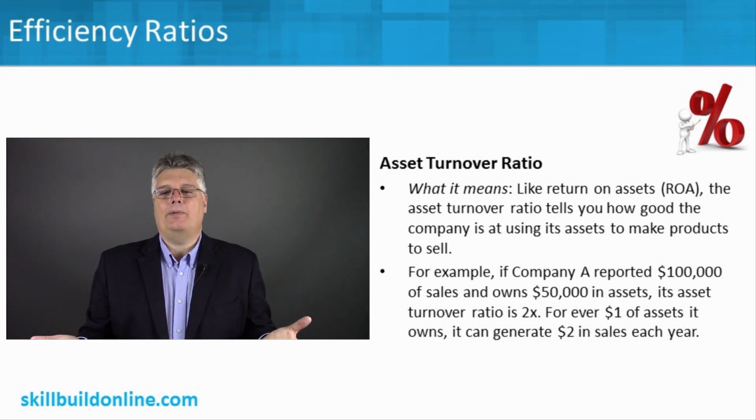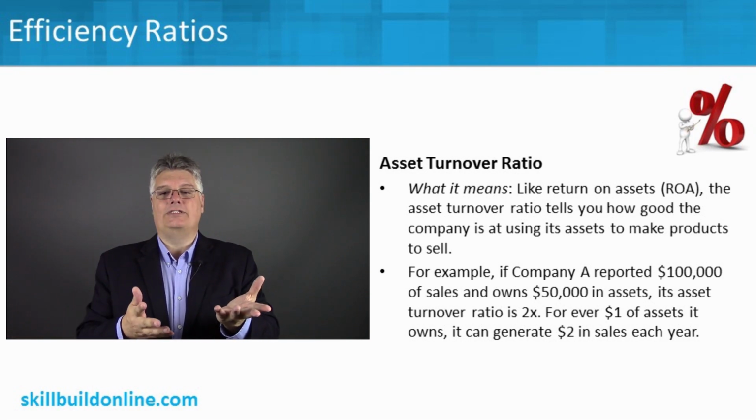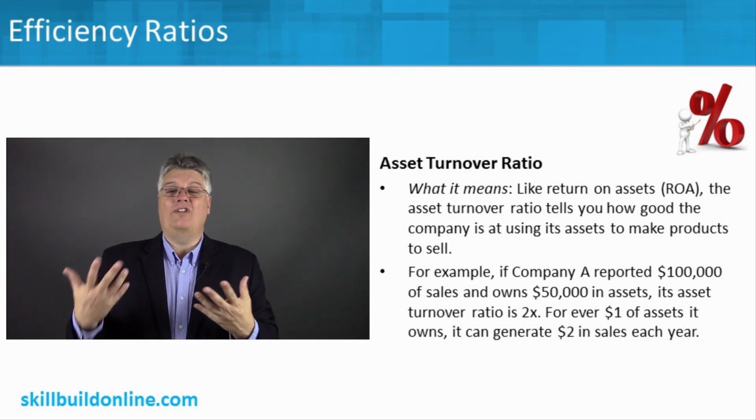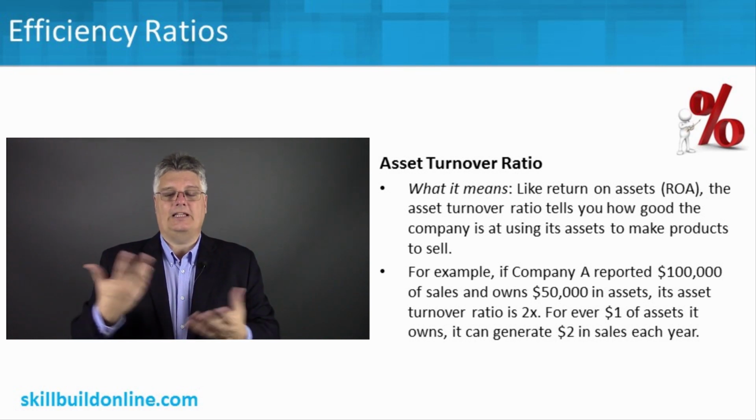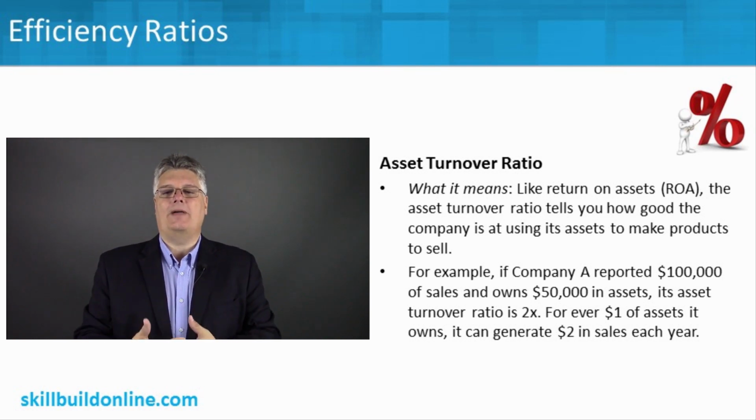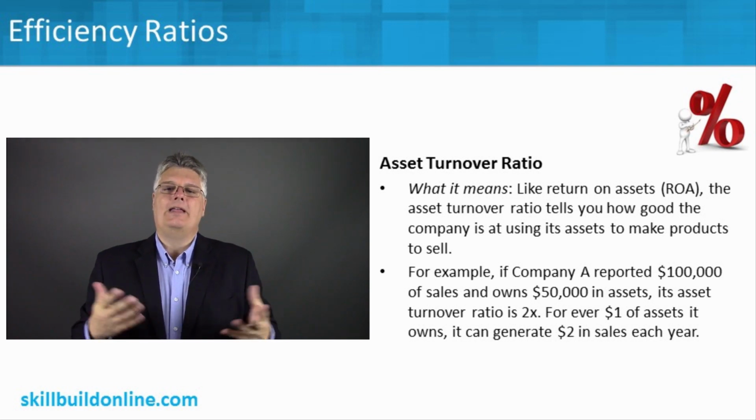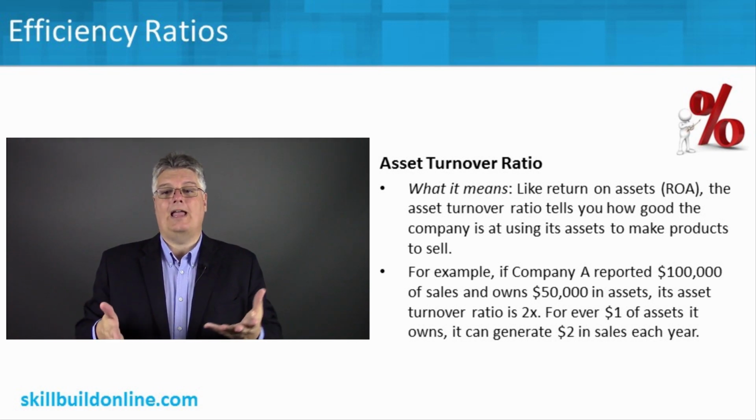So for example, if company A reported $100,000 in sales, and it owns $50,000 in assets, right? So that's its equipment, its factories, the different things it might have. It has $50,000 in assets. Its asset turnover ratio would be 2 times, right? For every dollar of assets that's owned, it's generating $2 in sales each year.